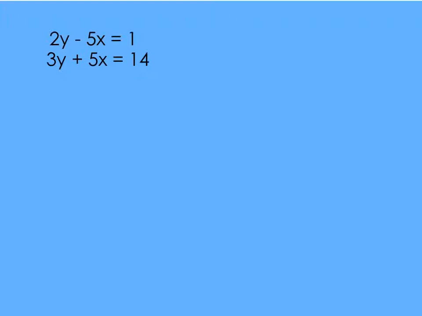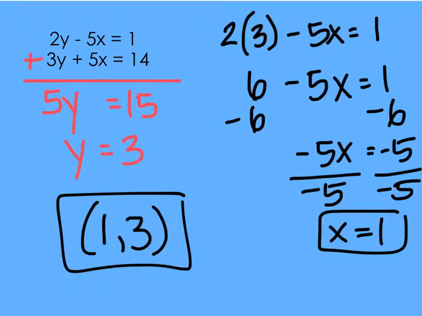Try this next one on your own. Unpause when you're ready to check. You would have added the two together. That led you to 5y equals 15. We divided both sides by 5 and got y equals 3. Then we wanted to sub it back into the original, where we got x equals 1, which gives us an ordered pair 1, 3.